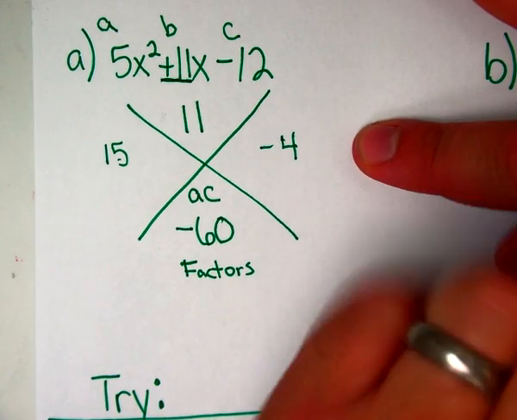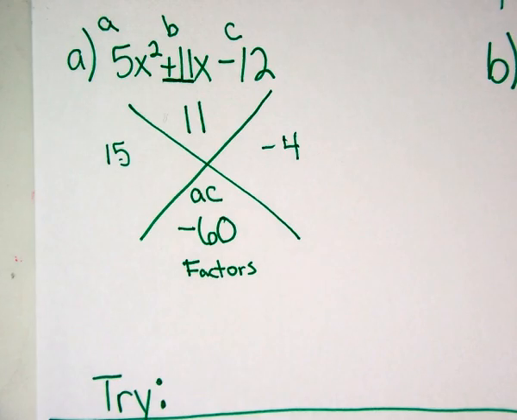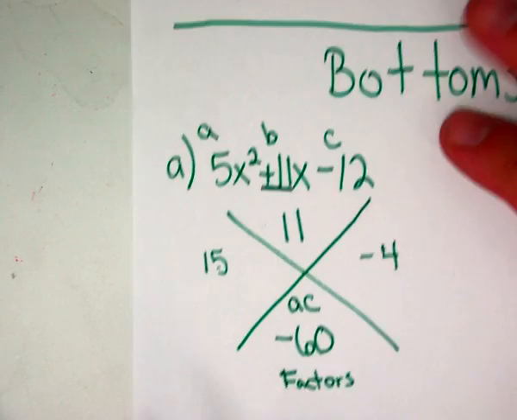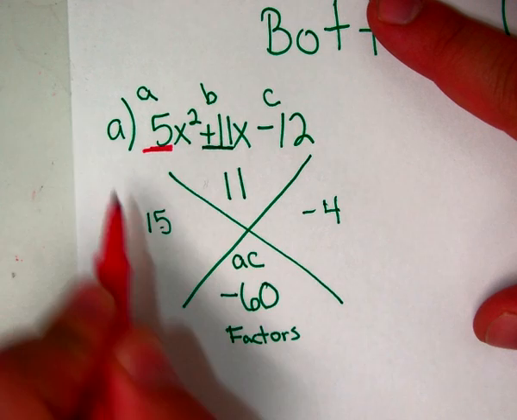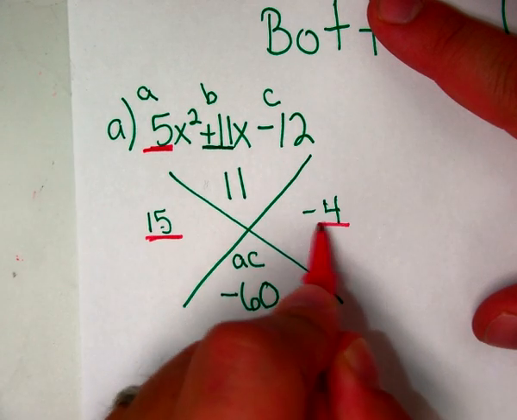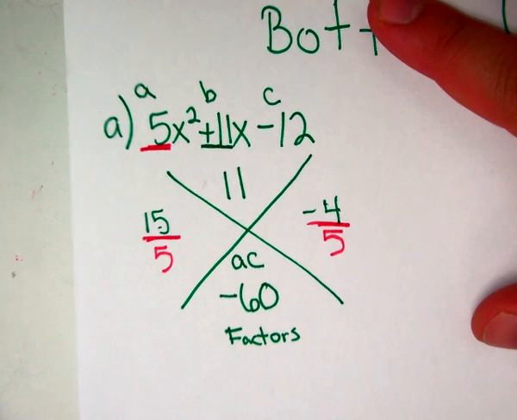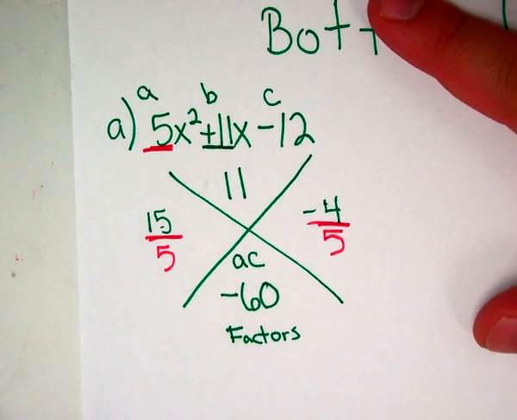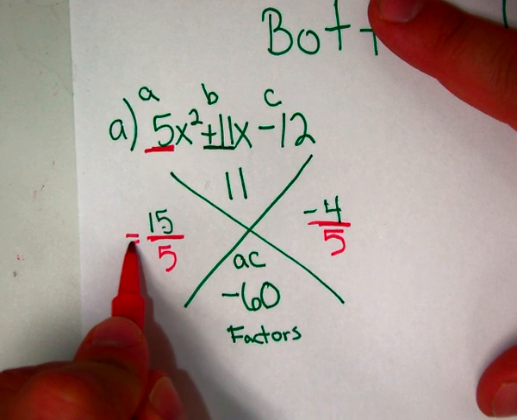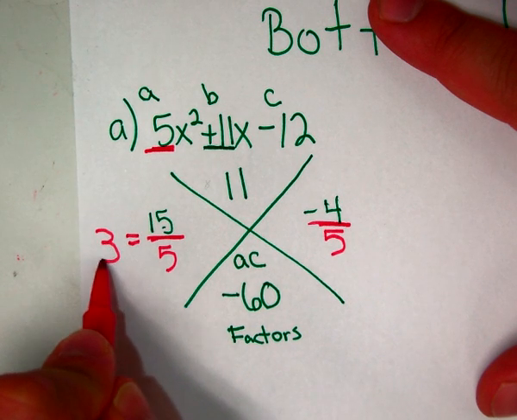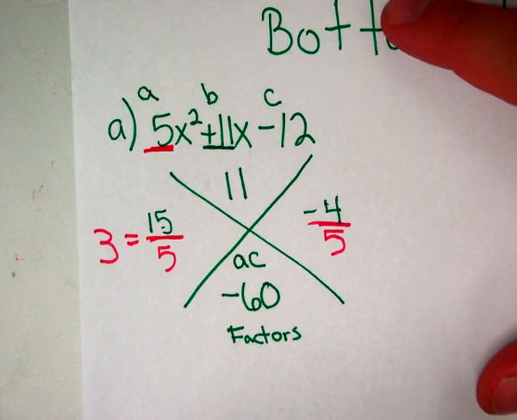Pay attention to what's about to happen, because a lot of people forget this step. We're going to take the A value listed right here, this 5, and divide both of these values by 5. Now we're not done. We have to take each one of these fractions and reduce them if possible. 15 divided by 5 is simply 3. Negative 4 over 5 does not reduce, so we leave it the way it is.